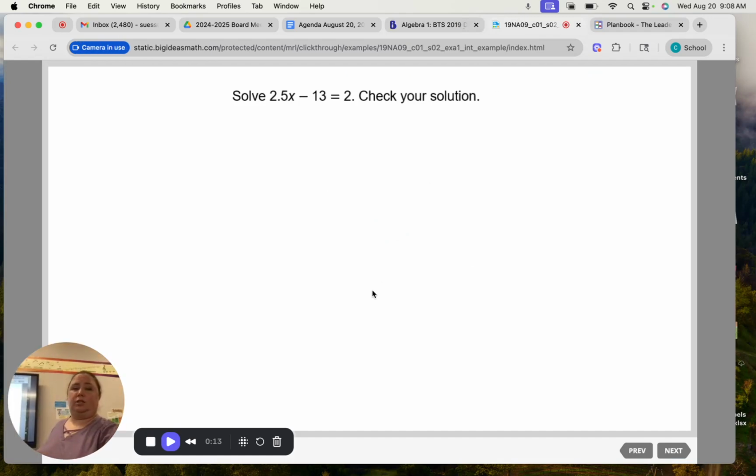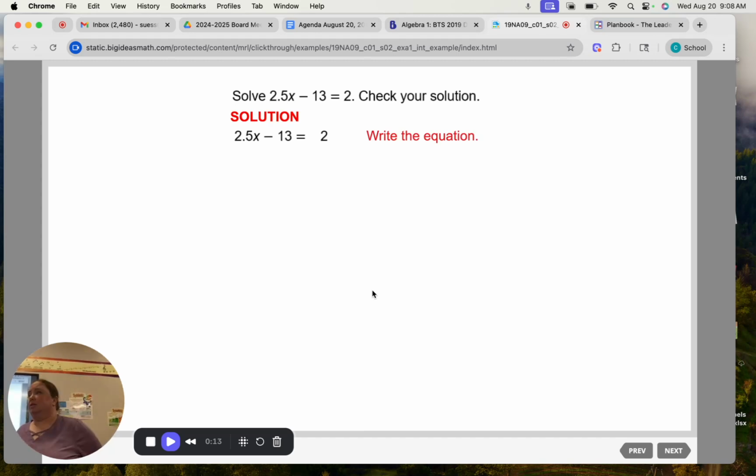All right. So rewrite the equation 2.5x minus 13 equals 2. So normally we would just divide the 2.5 away from the x and solve, right? But you see the pesky little negative 13 in there. So we're going to have to do 2 separate steps to solve this. So what is the first step that we're going to do, Chloe? You're going to get rid of the negative 13. Correct. You deal with the number that's not attached to the letter.